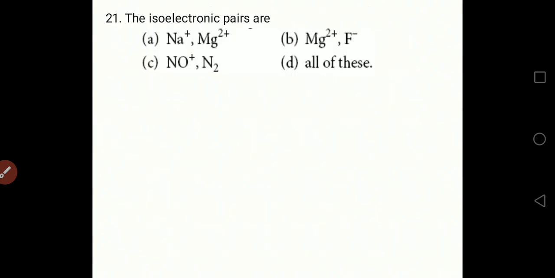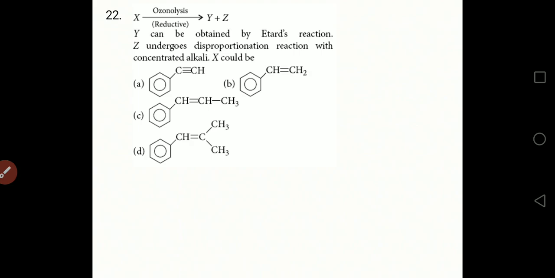Isoelectronic pairs, very simple. All of this is the answer. You can see that all these are having 10 electrons, Na+, Mg2+, F-, and here it is 14 electrons, 14 electrons in both the cases. So all of this. In this case, very simple.